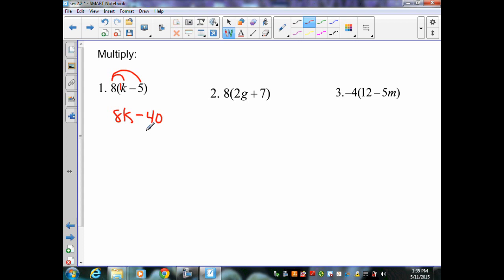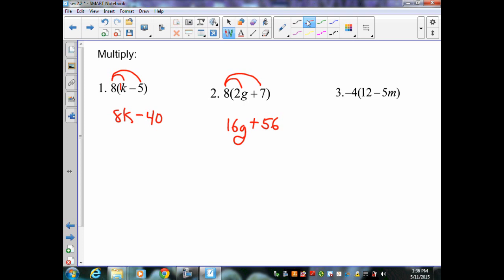Number 2, 8 times 2g. 8 times 2 is 16g, bring down the plus sign. 8 times 7 is 56. Again, copy the problem, distribute, and now we're simplified.